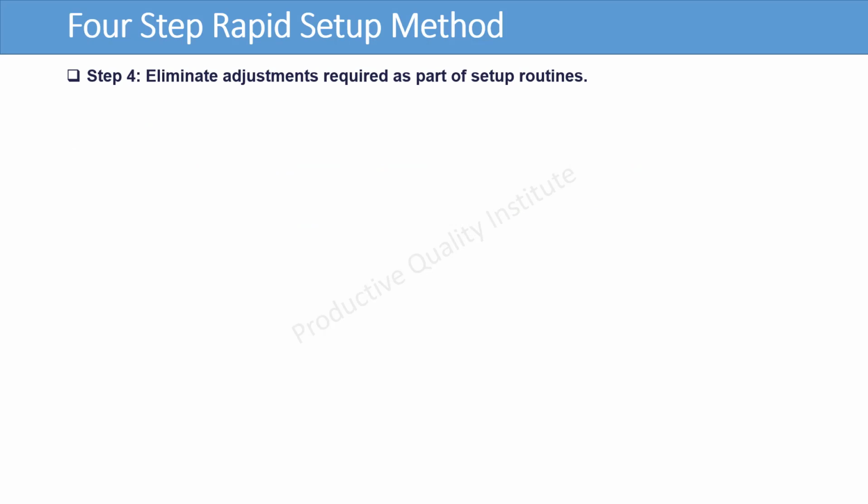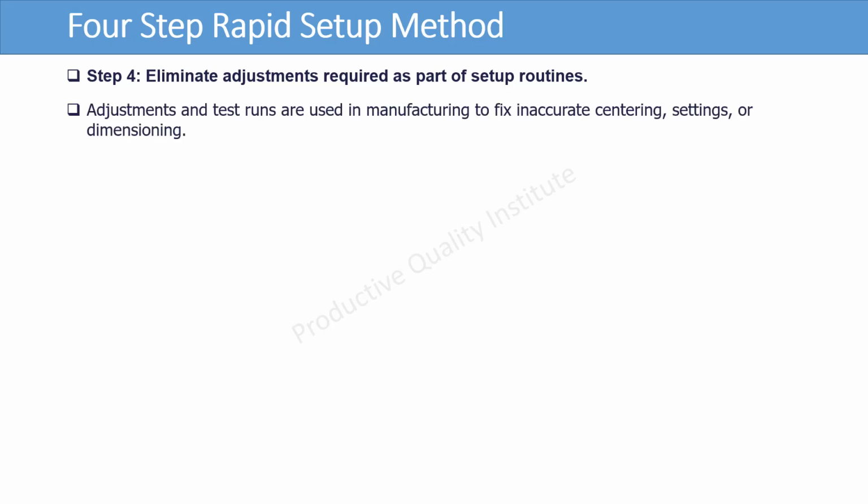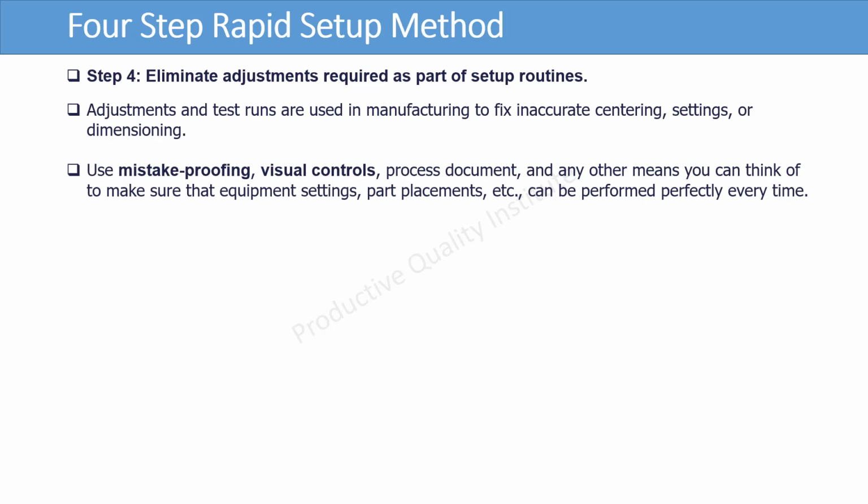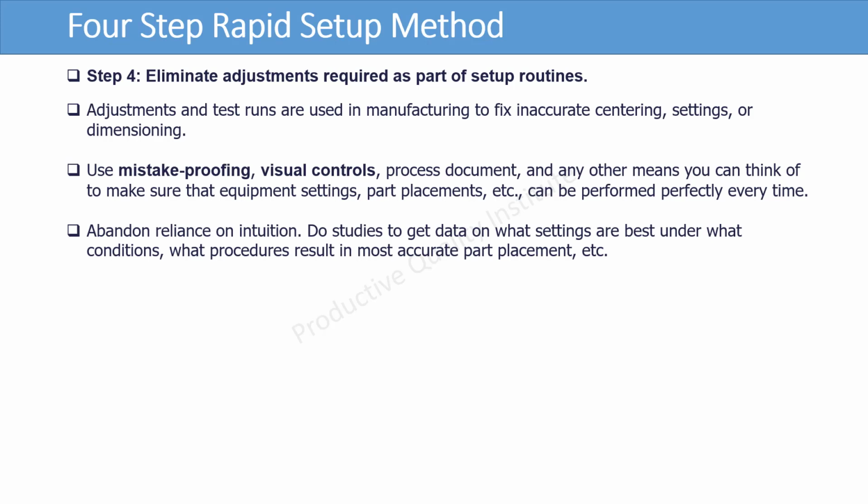Step 4. Eliminate adjustments required as part of setup routines. Adjustments and test runs are used in manufacturing to fix inaccurate centering, settings, or dimensioning. Use mistake proofing, visual controls, process documentation, and any other means you can think of to make sure that equipment settings, part placements, etc., can be performed perfectly every time. Abandon reliance on intuition. Do studies to get data on what settings are best under what conditions, what procedures result in most accurate part placement, etc.